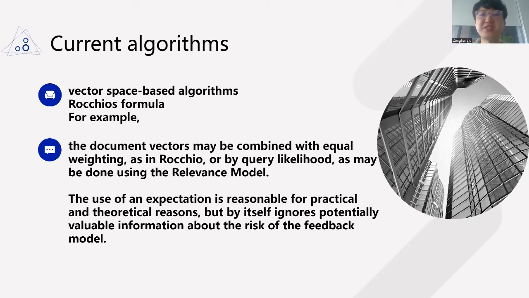The document vectors may be combined with equal weighting as in Rocchio, or by query likelihood as may be done using the relevance model. The use of an expectation is reasonable for practical and theoretical reasons, but by itself ignores potentially valuable information about the risk of the feedback model.